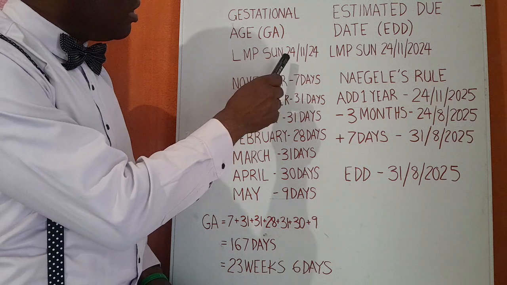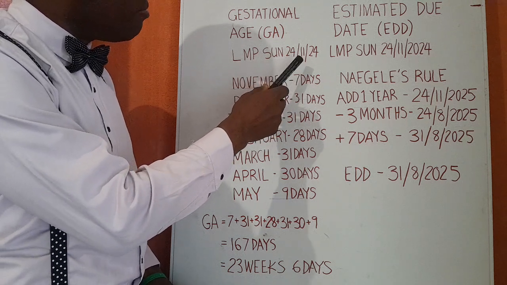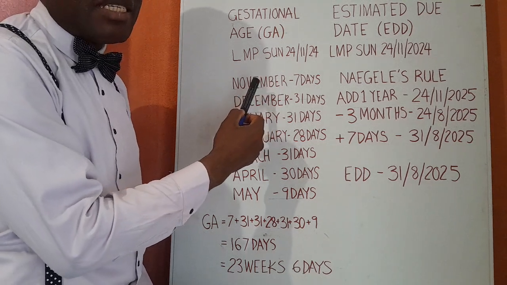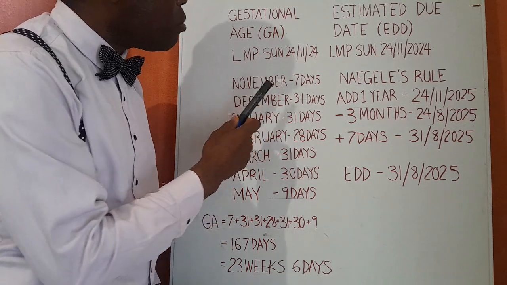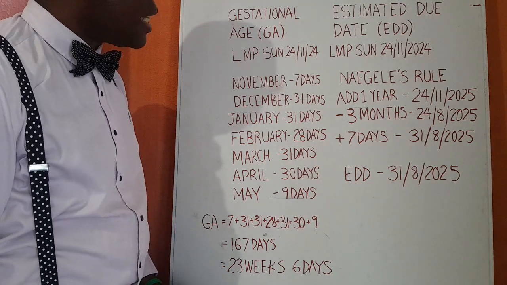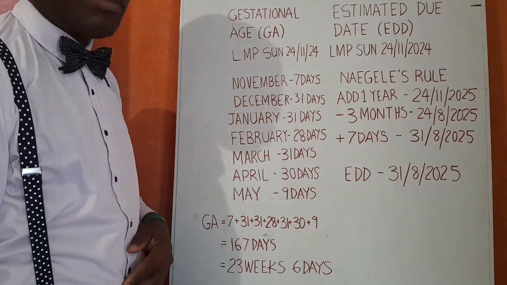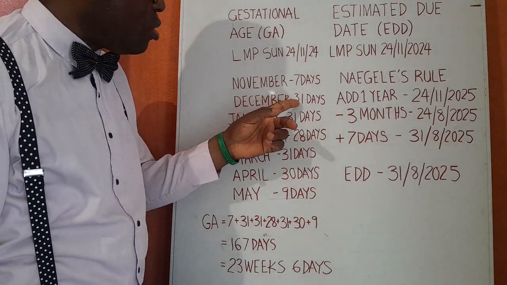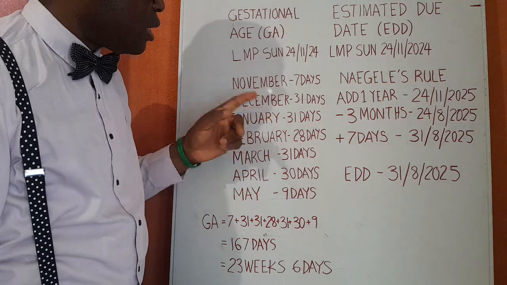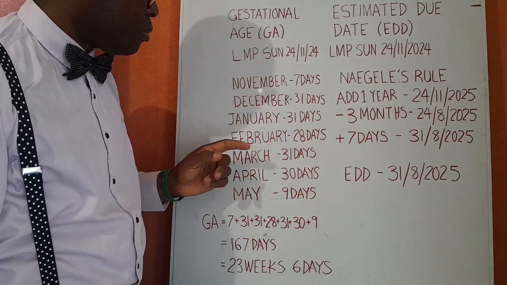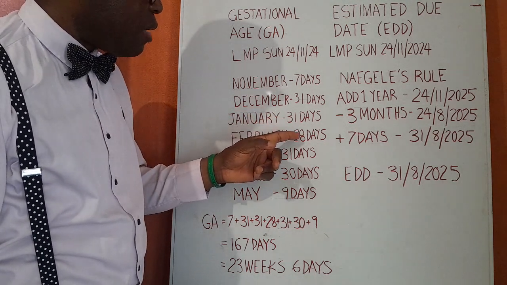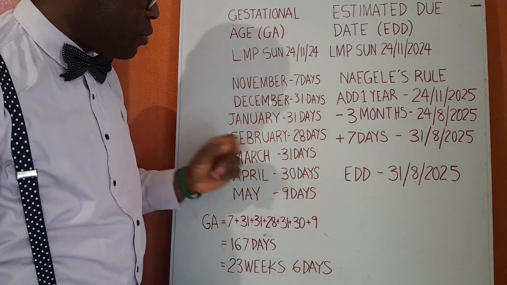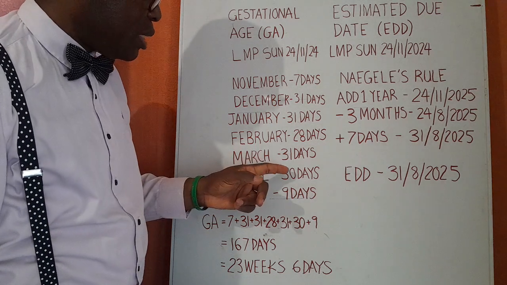Now from 24th of November to the end of the month of November, there are 30 days in November. So from 24th to 30th, we have 7 days. The whole of December, the next month, we have 31 days. You write it. The whole of January, we have 31 days. You write it. The whole of February, you have 28 days. You write it. The whole of March, 31 days. The whole of April, 30 days.